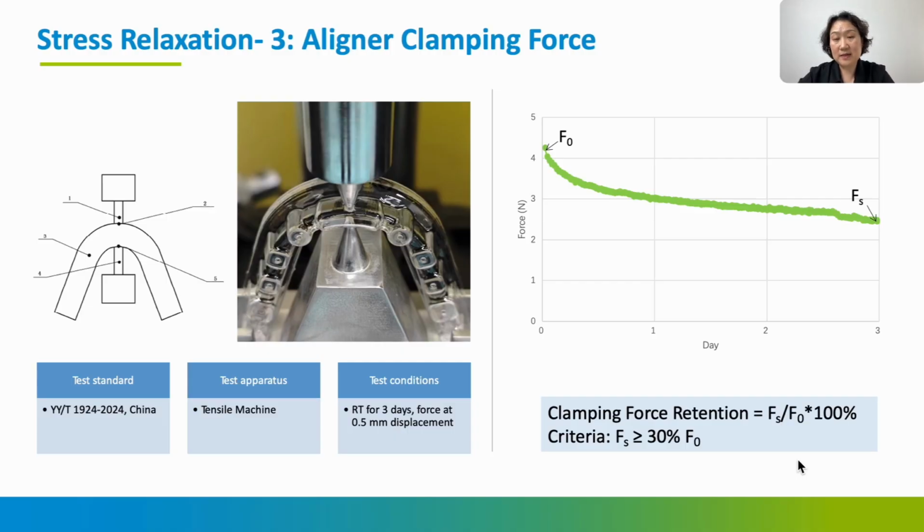The previous two examples are tested on a flat sample, not on a linear structure. This page gives an example of 4CK measurement tested on a linear structure. Testing is done by using a tensile machine with a clapping setup. A 0.5 mm clapping displacement is kept for 72 hours in air. Then, the initial force and the ending force are used to calculate the clapping force retention.